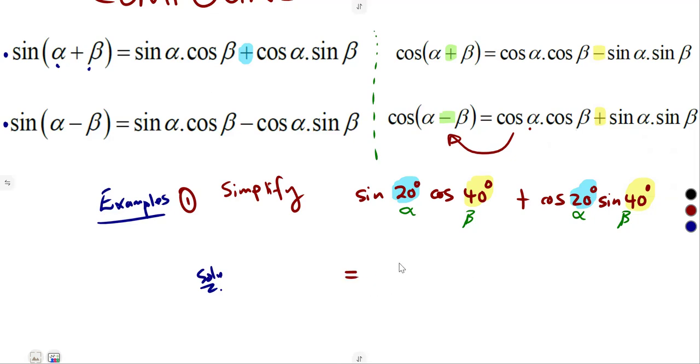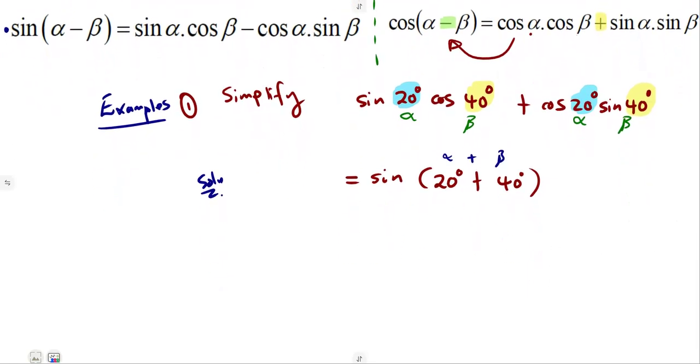So this was supposed to be written from here, so we rewrite from where it is taken from. That's the sine of what? Alpha, which is 20 degrees, plus beta, which is what? 40 degrees. That's what we were supposed to have here: alpha plus beta. So we are going to combine it. This is going to give us the sine of 20 plus 40, that's 60 degrees.